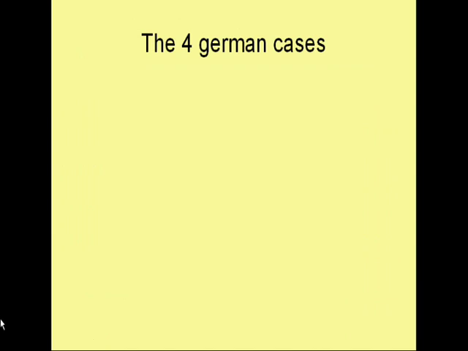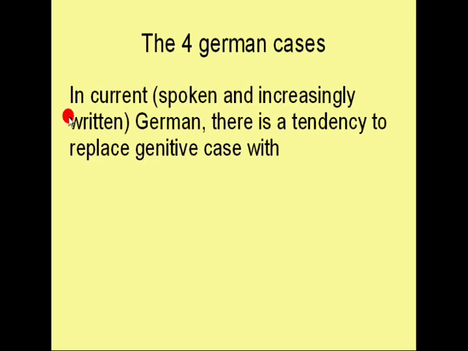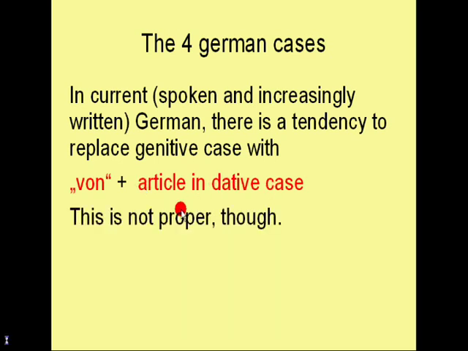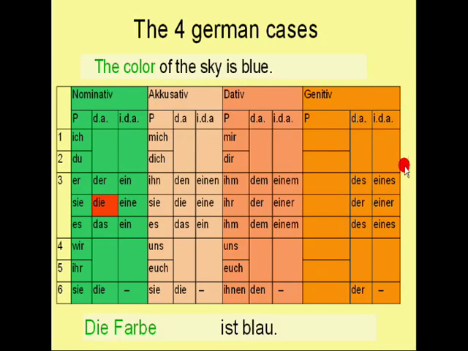And another very important rule that you need to know about the genitive case is that in current, spoken and increasingly also written German, there is a tendency to replace the genitive case with the preposition von plus the article in the dative case. This is not proper though, but it's used very often, and it's good for you to know how to build it, so that you understand people when they are talking to you. Let me show you this based on an example.